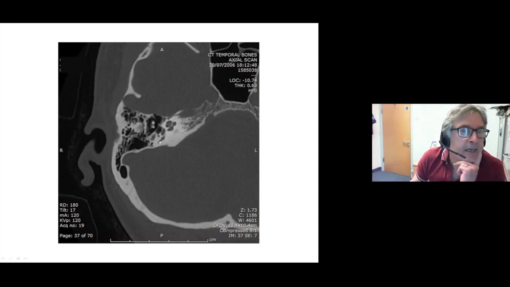Here's the posterior semicircular canal. So remember, we've got the 3 semicircular canals roughly orthogonal coming off the vestibule. As we go up, posterior semicircular canal, a bit more of the vestibule.